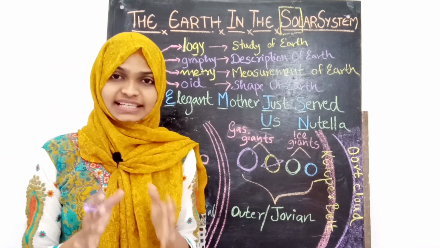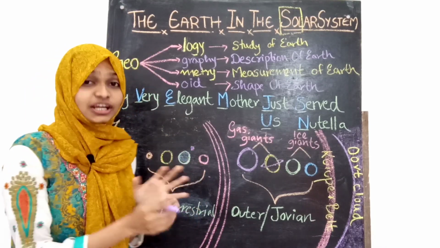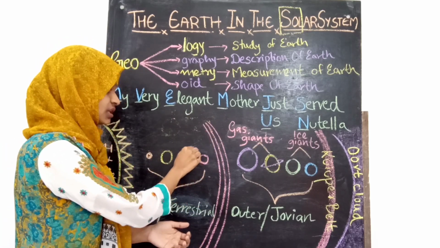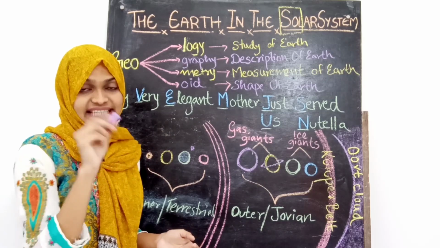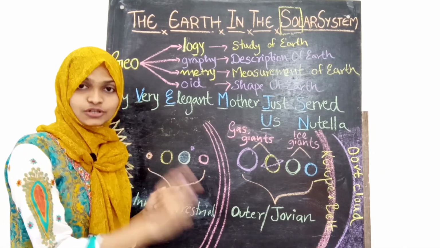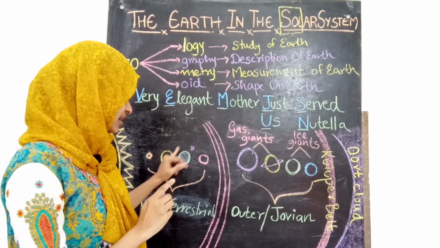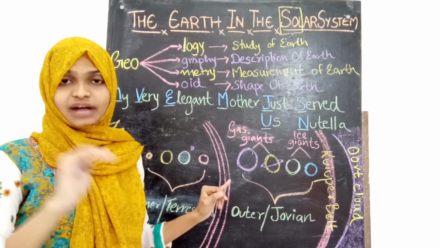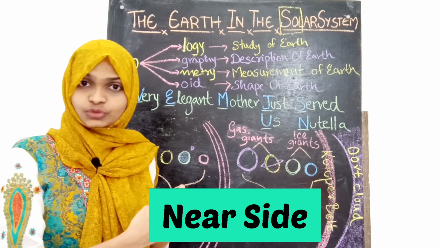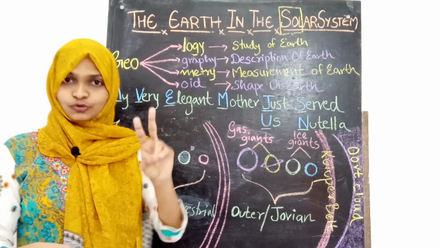So like I said, the moon is a satellite. Our moon is a satellite which is very close to our earth and it is continuously revolving around the earth. The moon revolves around the earth in 27 days. It takes the same time to rotate around its axis, so we only see one part of the moon. The moon is only visible from one side, and that part of the moon which is visible to earth is known as the near side, and the part of the moon which is not visible to the earth is known as the far side.